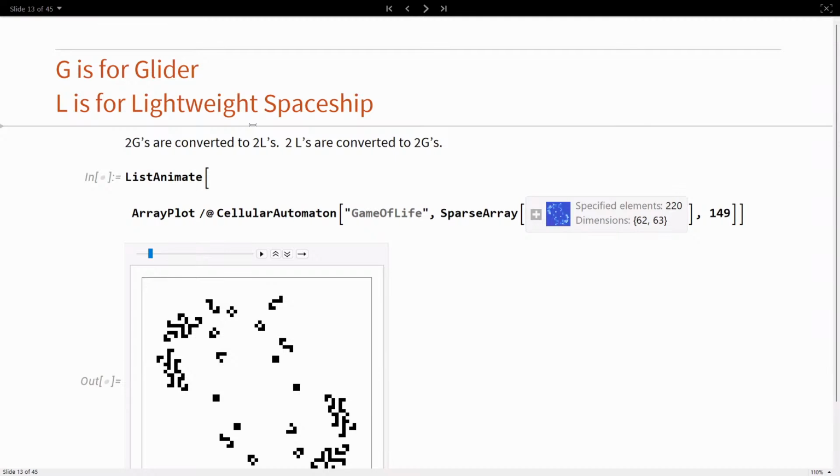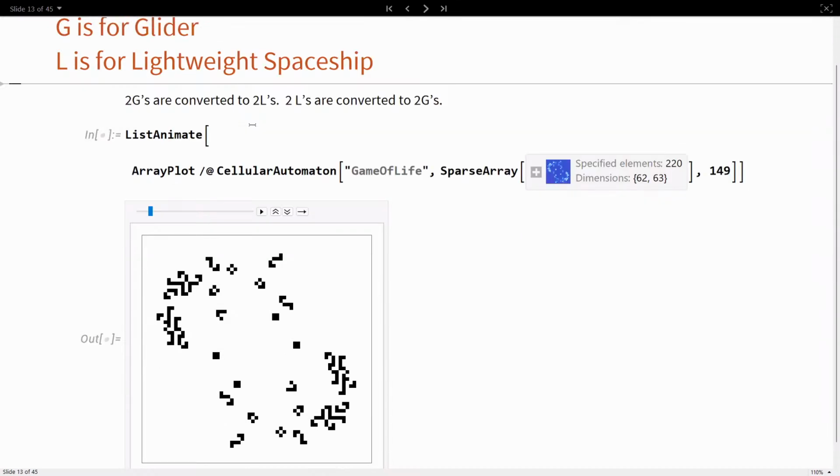So two of the major signals are gliders and lightweight spaceships. So here's an example of gliders here. And after a bit of chaos, they turn into lightweight spaceships, which then crash into each other to produce gliders, starting the whole process again. So this is an oscillator based on spaceships and gliders.